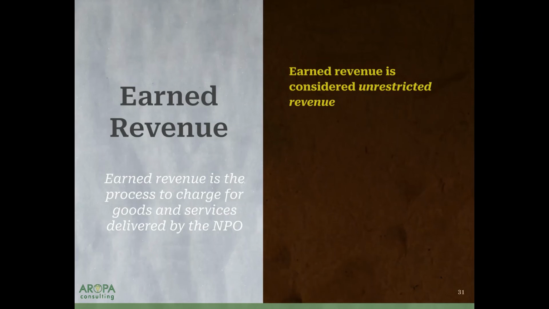Just as my example with Target, I went to Target to buy some detergent. I gave Target my money, I got detergent. Same with earned revenue. I paid money to adopt this cat, I now have a cat, right? There's no restriction involved. The donor is not placing a restriction on the revenue because it is an exchange for goods and services.